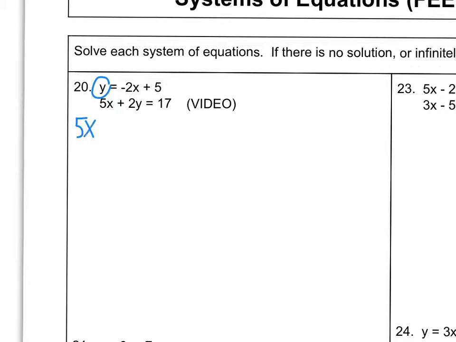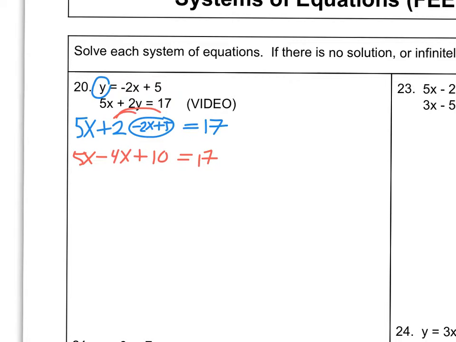So we got 5x plus 2 instead of y. I'm going to do negative 2x plus 5, and that's equal to 17. So 5x plus 2 times negative 2x is going to be minus 4x, and 2 times 5 is going to be plus 10, and that's still equal to 17. I'll move the 10 over to get us down to 7. 5x minus 4x is going to be 1x. Oh, we just finished solving that.